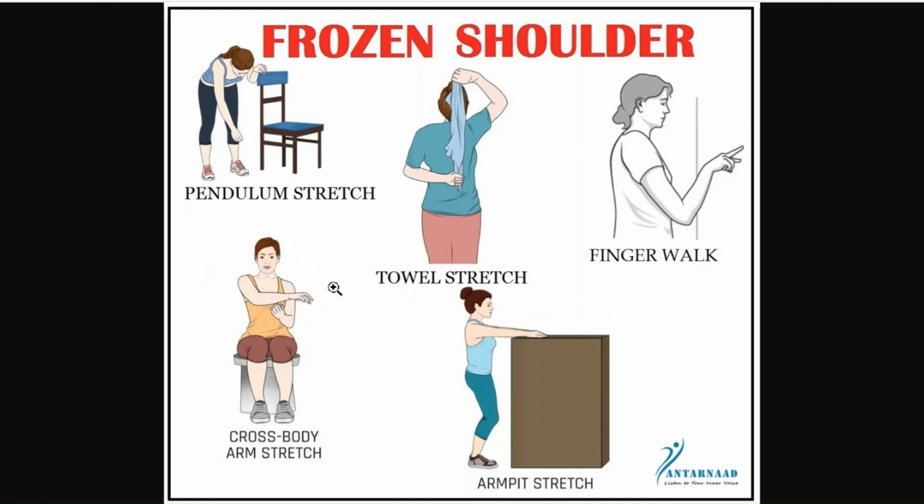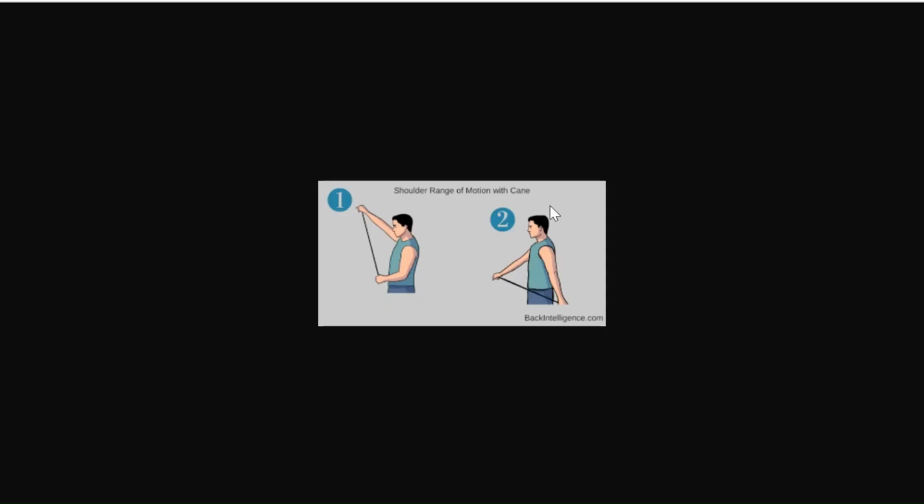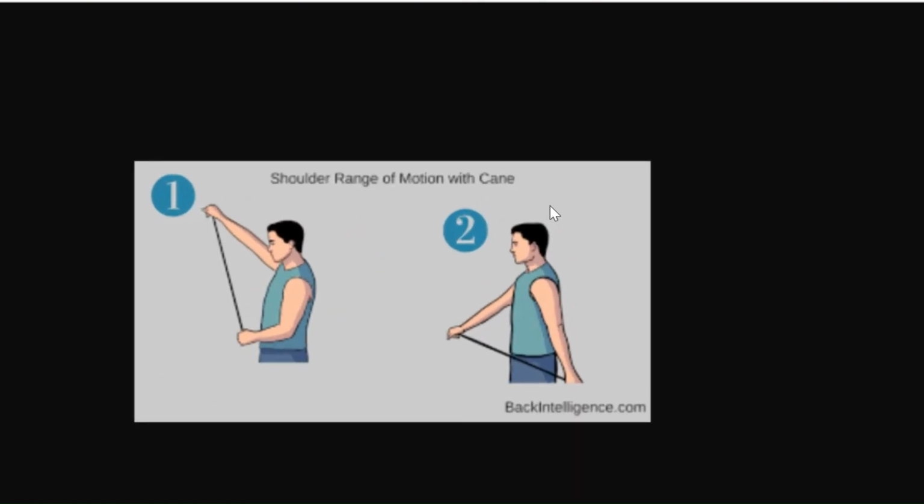The third one was the cross body arm stretch. Basically, you cross the arm over the other shoulder side and stretch that. After that, we discussed the shoulder range of motion with the cane. As you have seen, both hands hold the cane, one hand on one side, the other hand on the other. You can perform the abduction movement like this, upward and then coming back to the downward movement. So this is basically for the abduction, majorly targeting the abduction of your shoulder joint.